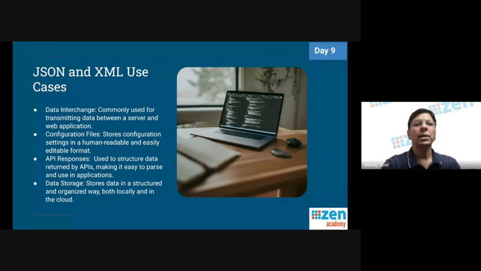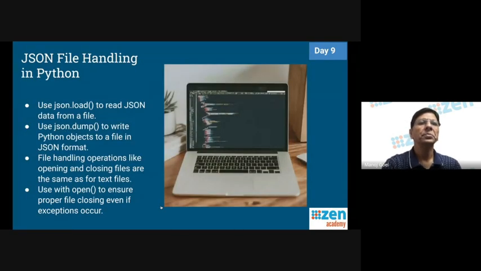All right, let's go to the next slide. JSON file handling in Python. If we are working with JSON files, we use a method called the load method. So we use json.load to read data from a JSON file. Use json.dump to write Python objects to a file in JSON format.